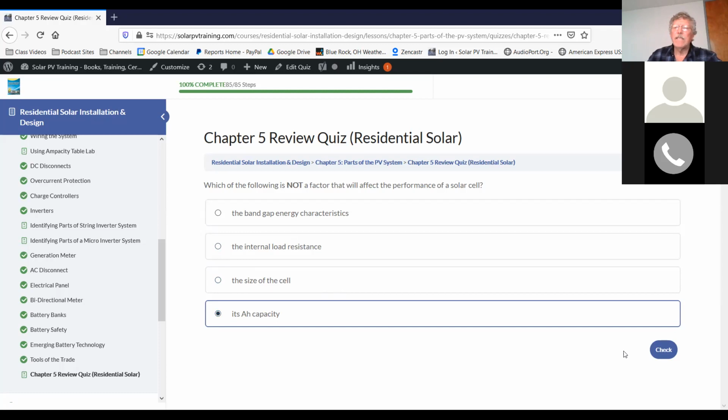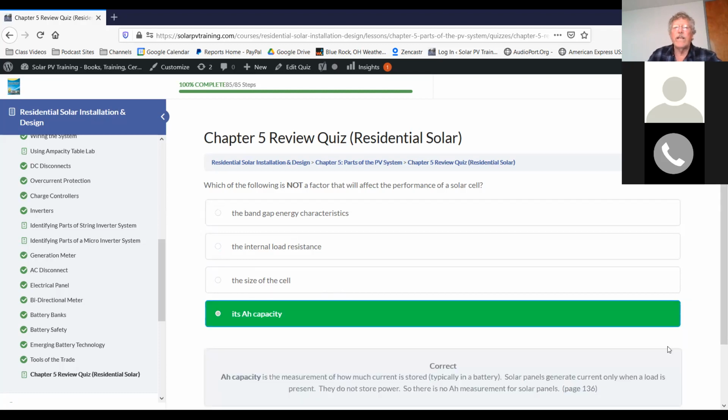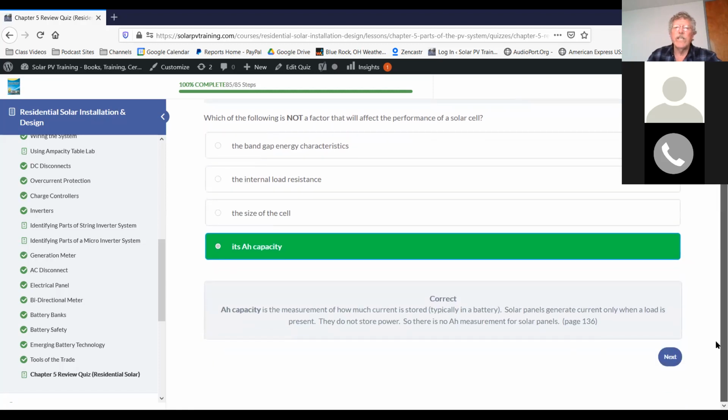Its amp hour capacity is the right answer because solar panels don't have amp hours. They don't store energy. Batteries store energy. Solar panels just produce power, not energy. And remember, energy is power over time.